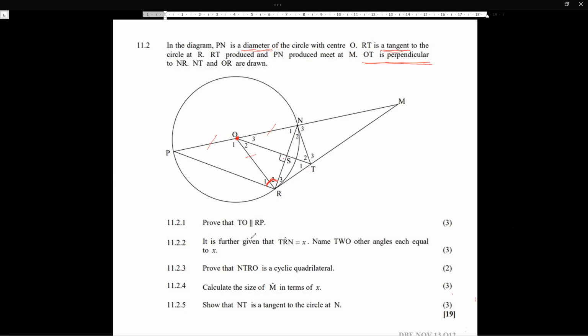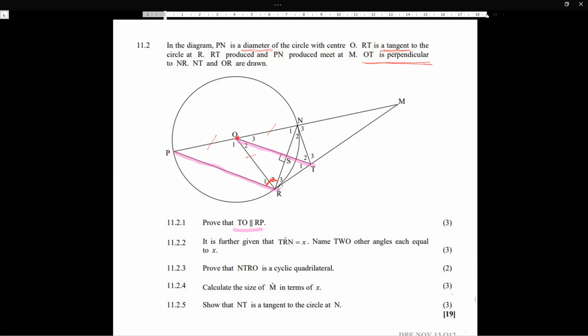So what I'm going to do firstly is I want to highlight those two lines. So let's quickly get those two lines into our focus, all right? So we're looking at the two lines. They want us to prove that TO is parallel to RP. Now, they're not parallel yet, but if we want to prove that TO is parallel to PR, let's think what should happen.